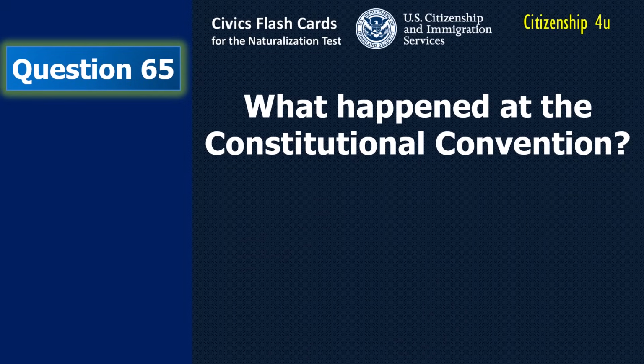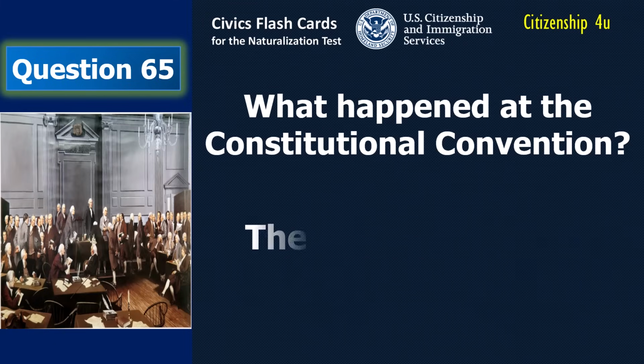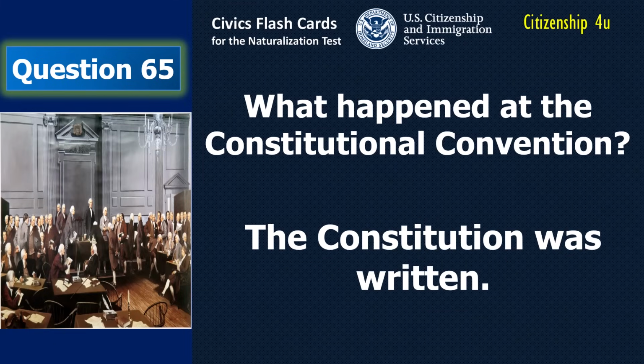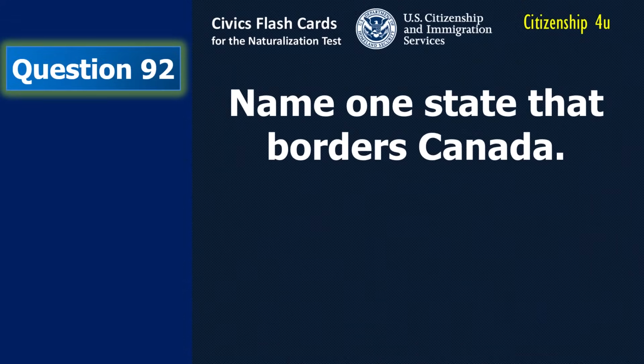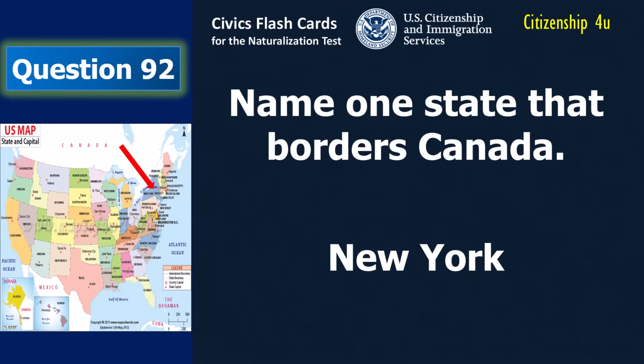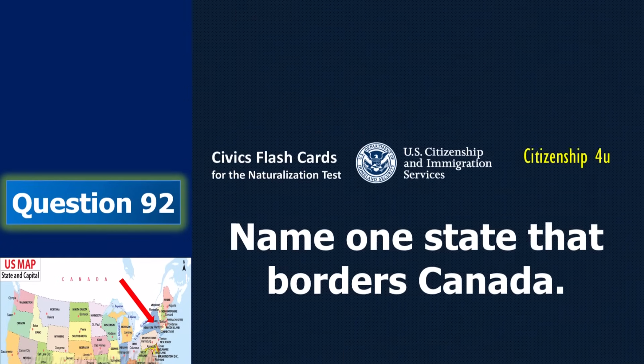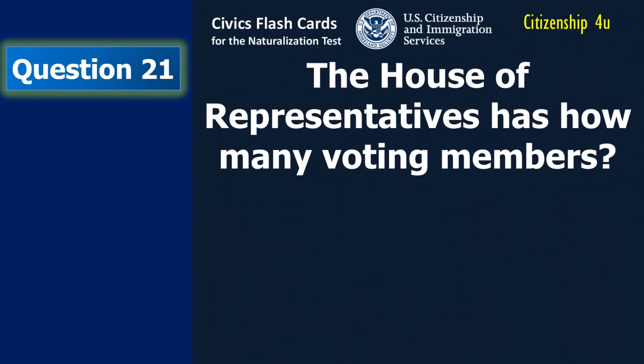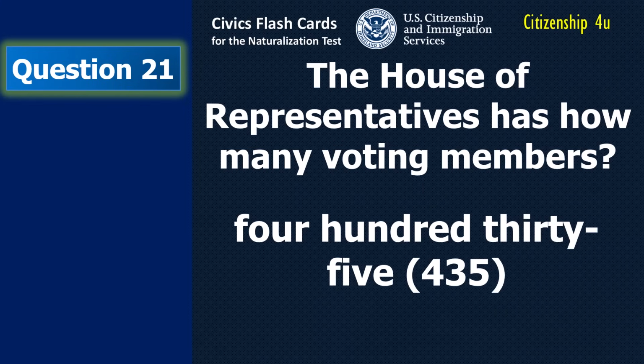What happened at the Constitutional Convention? The Constitution was written. Name one state that borders Canada. New York. The House of Representatives has how many voting members? 435.